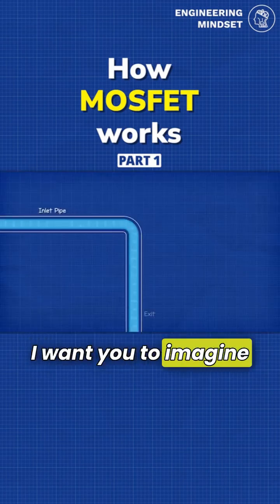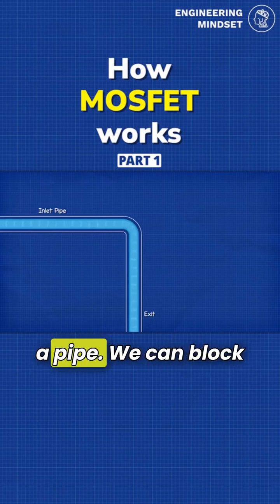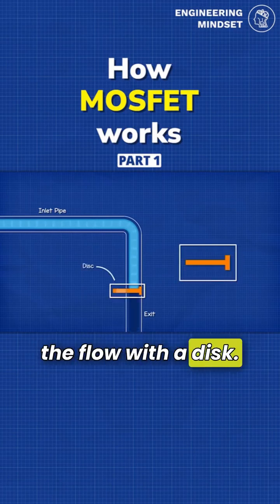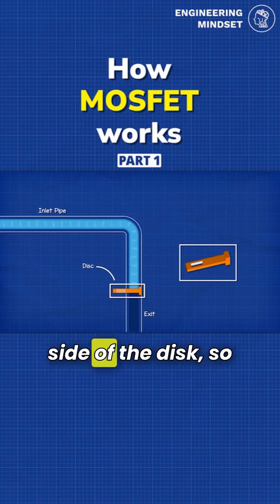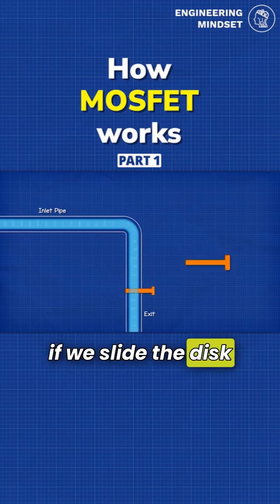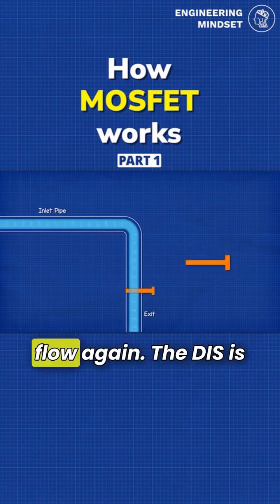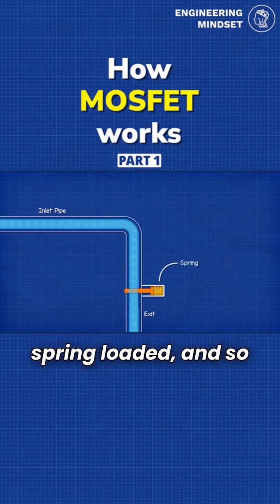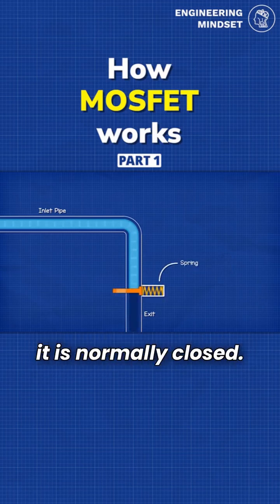I want you to imagine water flowing through a pipe. We can block the flow with a disc. There is a hole in one side of the disc, so if we slide the disc across, we can let water flow again. The disc is spring-loaded, and so it is normally closed.